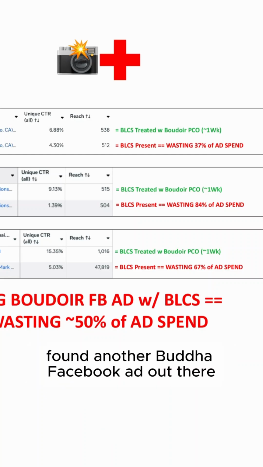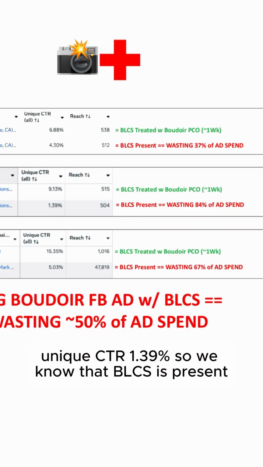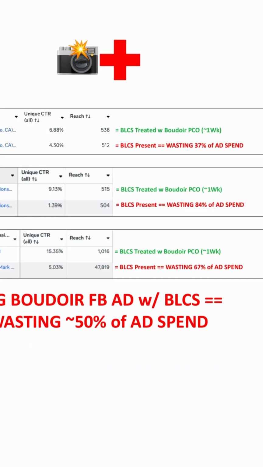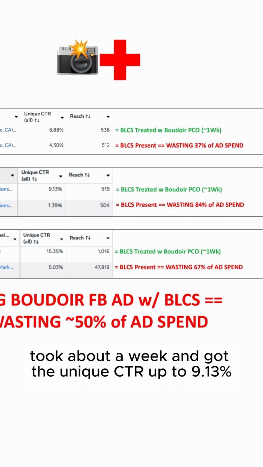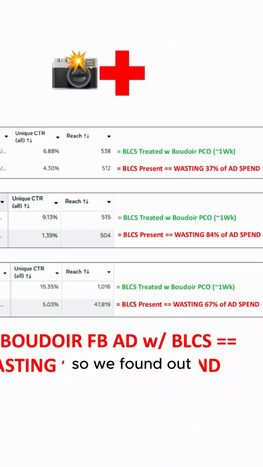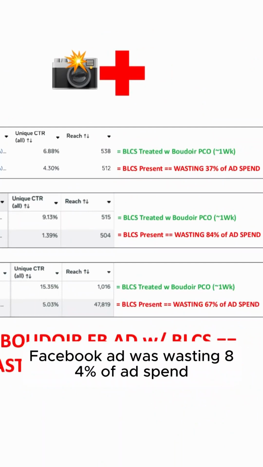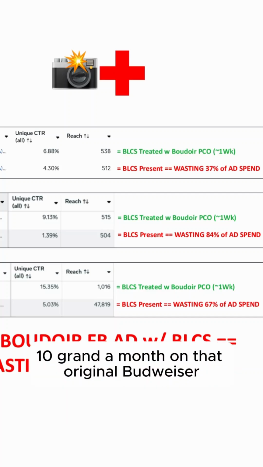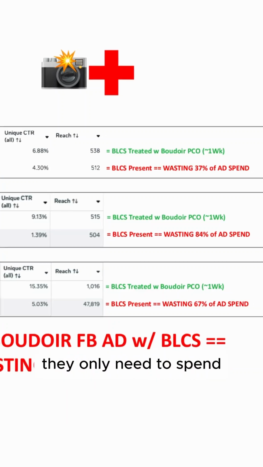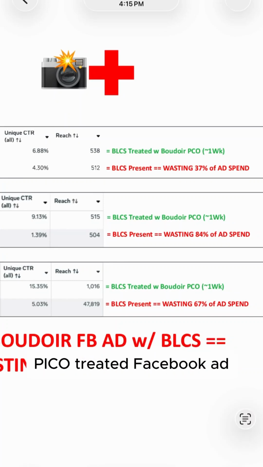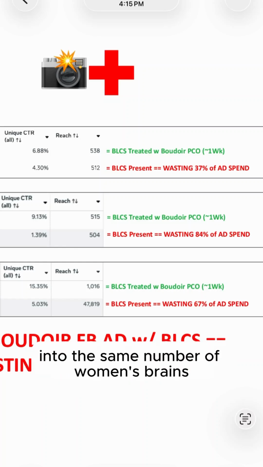Second part of my residency, found another Boudoir Facebook ad out there. Unique CTR 1.39%. Unique CTR under 6%, we know that BLCS is present. Now we duplicated it, treated it with Boudoir Pico, took about a week, and got the unique CTR up to 9.13%. So we found out the original Boudoir Facebook ad was wasting 84% of ad spend. So if they're spending 10 grand a month on that original Boudoir Facebook ad, now they only need to spend $1,600 a month on the Boudoir Pico treated Facebook ad, and they get their ad into the same number of women's brains in both scenarios.